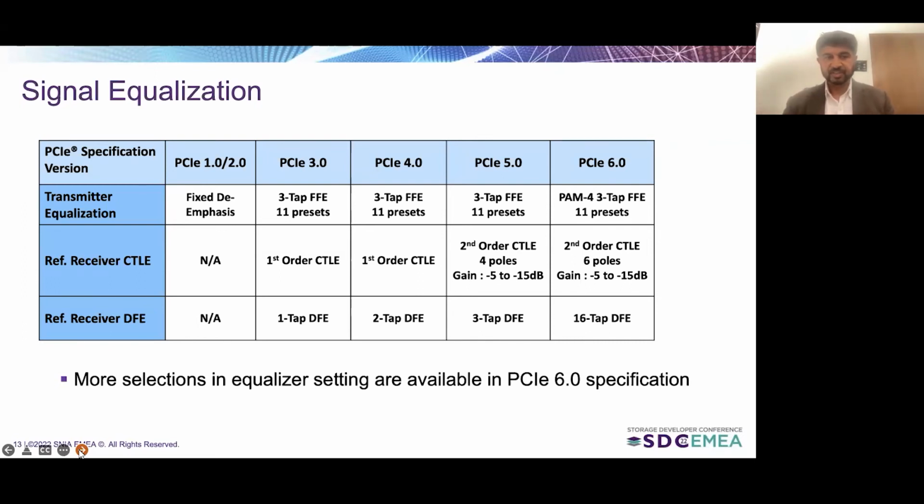And finally, reference receiver DFE is not applicable for PCIe 1.0 or 2.0. PCIe 3.0, 4.0, and 5.0 support 1, 2, and 3-tap DFE respectively, but PCIe 6.0, an incremental increase, supports 16-tap DFE. And not only that, there are more selections in equalizer settings available in the PCIe 6.0 specification. As you can see, there's a quantum jump in what PCIe 6.0 is capable of for future data-intensive applications.